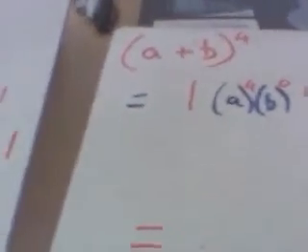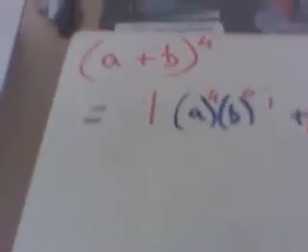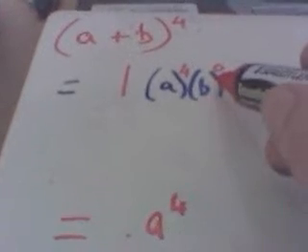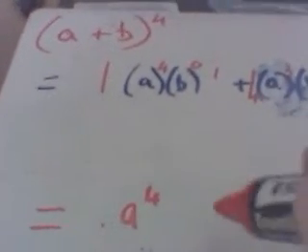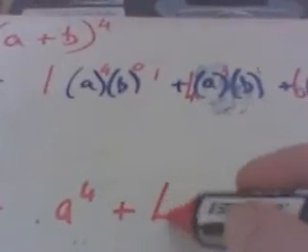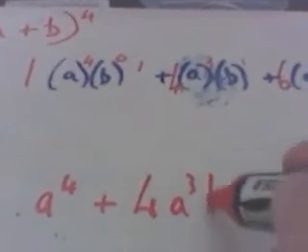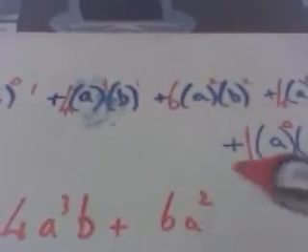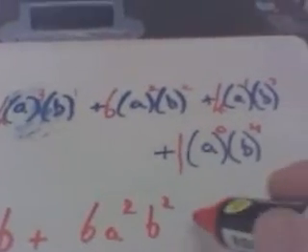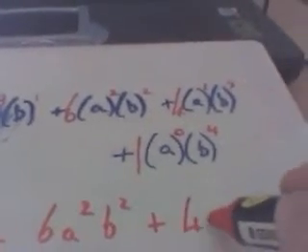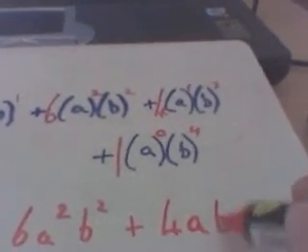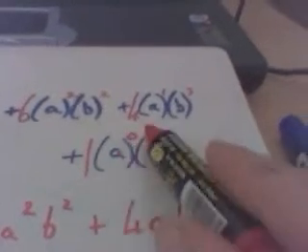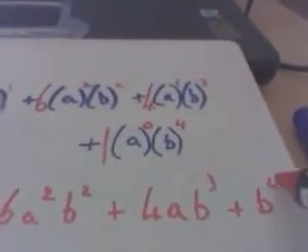So I'm now just going to write it out a bit neater. 1 times a to the 4 is a to the 4, times b to the nothing is 1, so I don't need that now because that's multiplied by 1, plus 4a cubed, b to the power 1 is just b, plus 6a squared b squared, plus 4a to the power 1 is a, b cubed, plus 1 times 1 times b to the 4 is b to the 4.